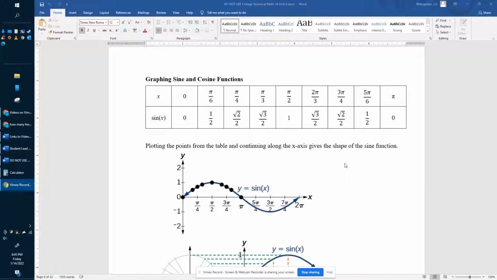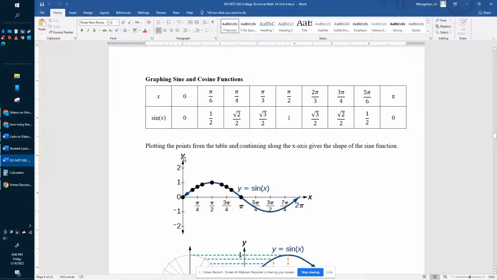Now let's look at graphing sine and cosine functions. So if we fill in x being the radians that we're talking about measuring with sine or cosine, and then we figure out the sine function for each one of these, how do we graph them?